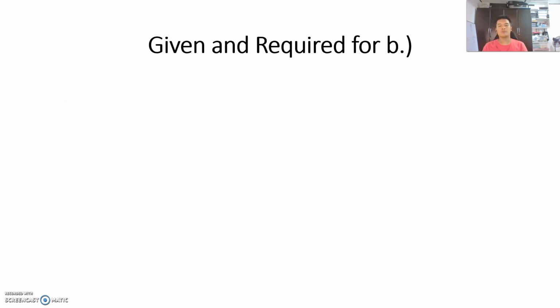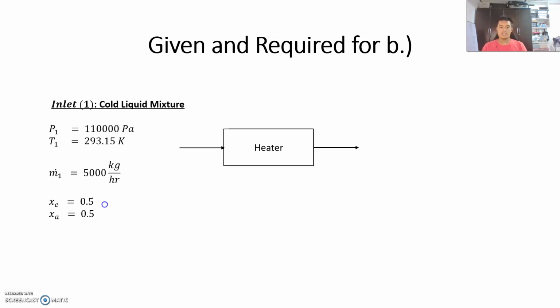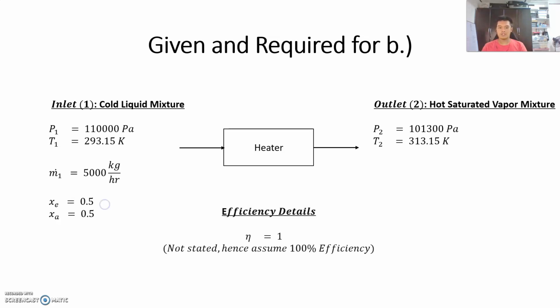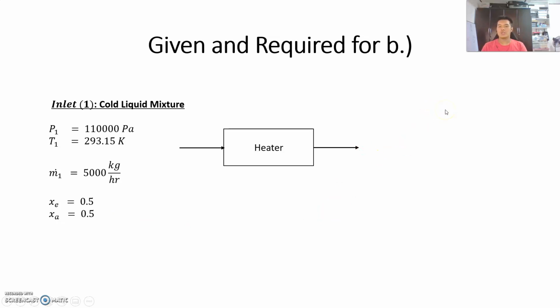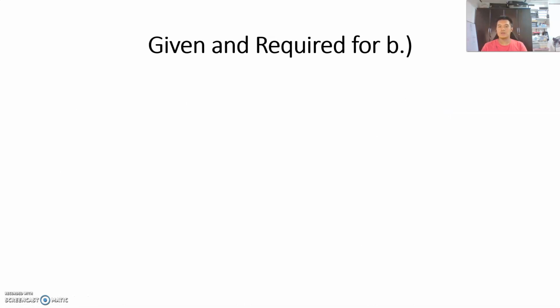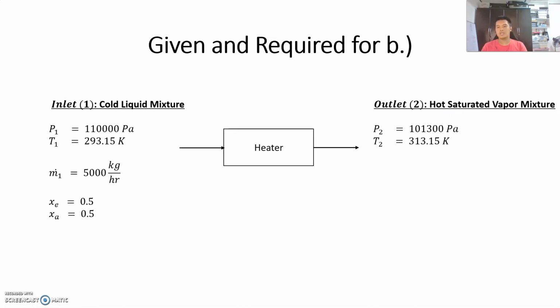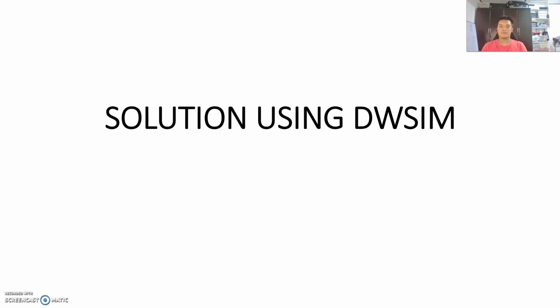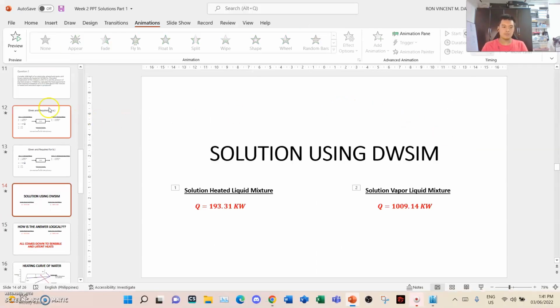Then for the given required for B, for liquid to gas heating, the same details as the inlet, the same details as the outlet, same efficiency details. We just need to take note that the outlet is a hot saturated vapor mixture. So the outlet for A is a hot liquid mixture, but the outlet for B is a hot saturated vapor mixture. Then let us try to solve this problem using DWSIM.